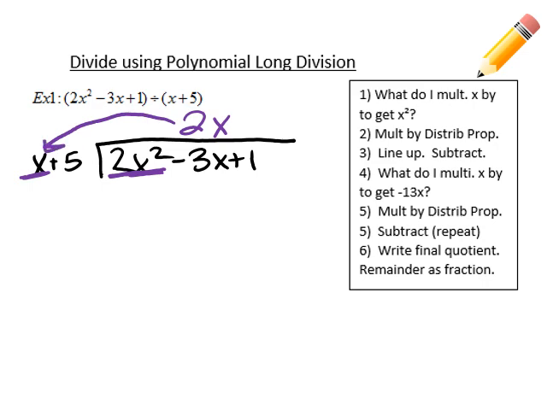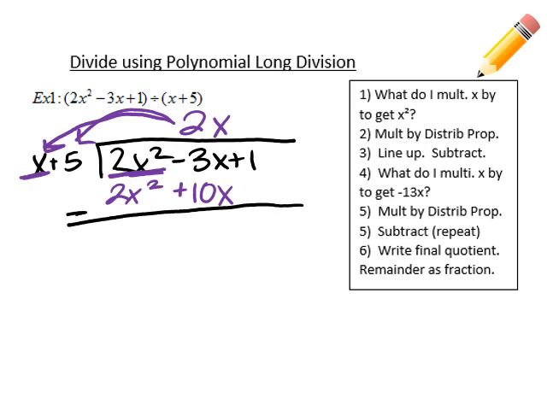So let's multiply it out. 2x times x is 2x squared. 2x times 5 gives me positive 10x. I've multiplied everything, so let's line them up and subtract. 2x squared minus 2x squared gives me 0x squared. And negative 3 minus a 10x gives me a negative 13x. Carry down anything that's remaining.